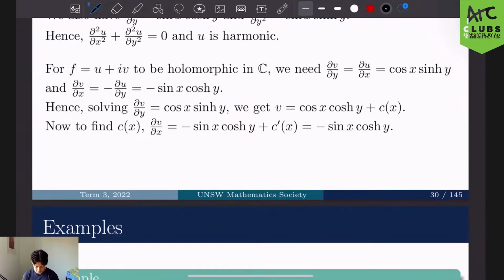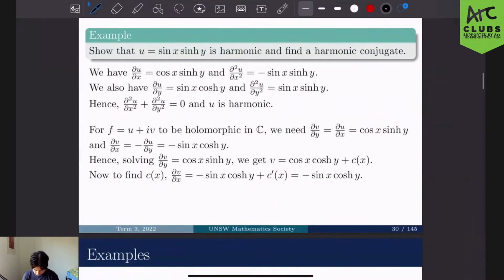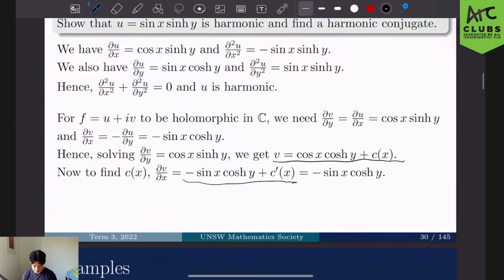Okay, so using our result from here, v, we differentiate this result with respect to x, and that will give us this. Comparing our results over here, which is the negative of this, we can see that the constant being derived with respect to x is just going to be 0 in order to satisfy our equation over here.